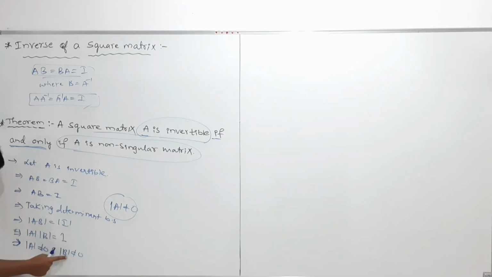If you take B and determinant of B is equal to 0, then again anything times 0 is 0. So 0 is not equal to 1. Therefore, determinant of A and determinant of B should not be equal to 0. Only if these two values are not equal to 0 is the product equal to 1. So therefore determinant of A is not equal to 0 and determinant of B is not equal to 0.